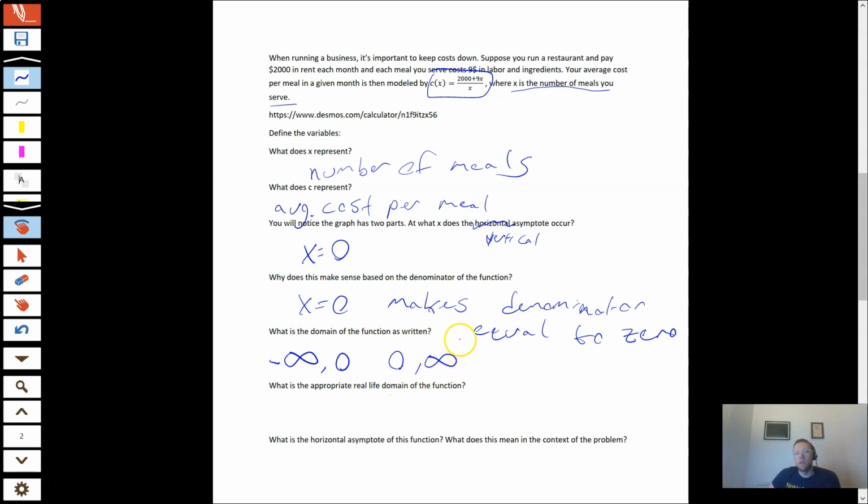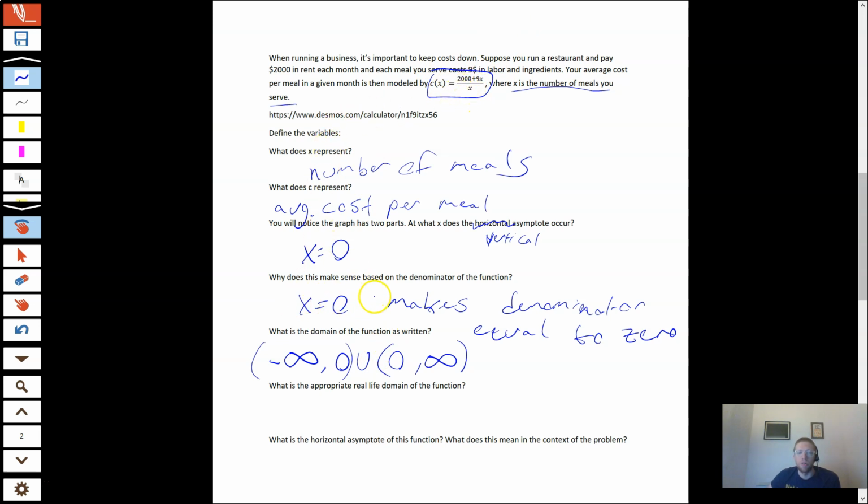Okay. And we want to do parentheses always with infinity, and then parentheses with 0 because 0 is not included. 0 is the asymptote, right? So it doesn't touch. So we can draw a U in between. Okay, so that's the domain of the function as written. So those are all the x's that I can stick into this function.